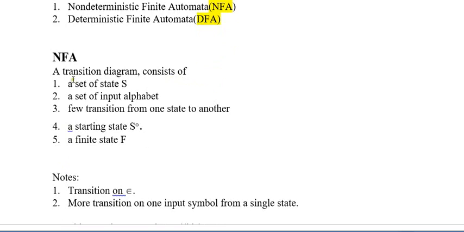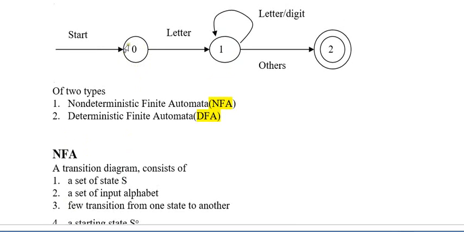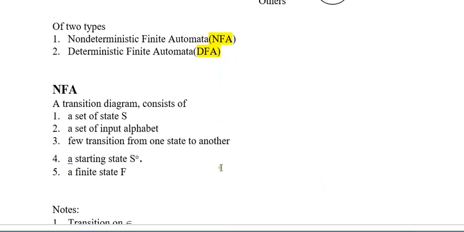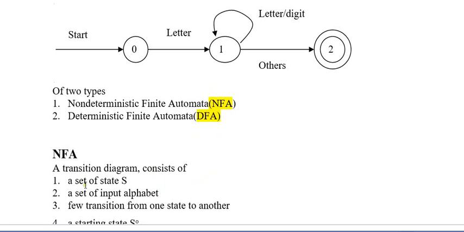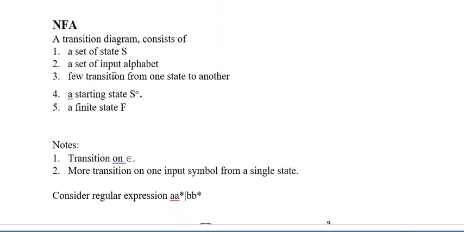So in the NFA, here are 5 tuples. A transition diagram consists of a set of states, which is S, a set of input symbols, a set of transitions from one state to another state, a start state, which is S0, and then the final state, which is F. In this diagram, the starting state S0 is 0 and the final state is number 2. Here are the transitions from 0 to 1, 1 to 2. Here are some input alphabets, we will see this later. And here is also a set of states which is known as S. So those are the 5 tuples of NFA.